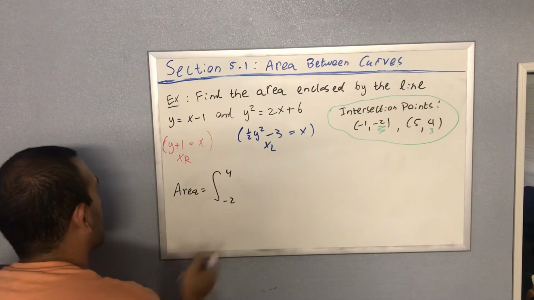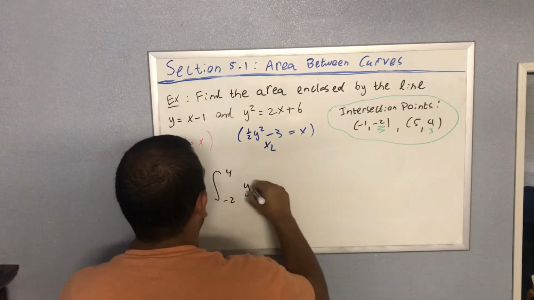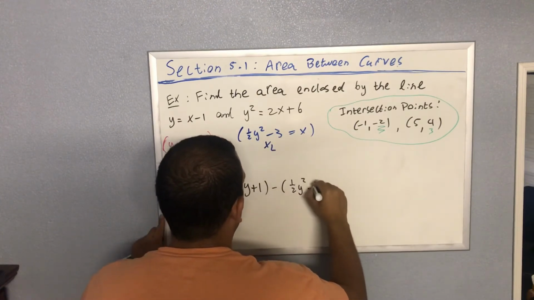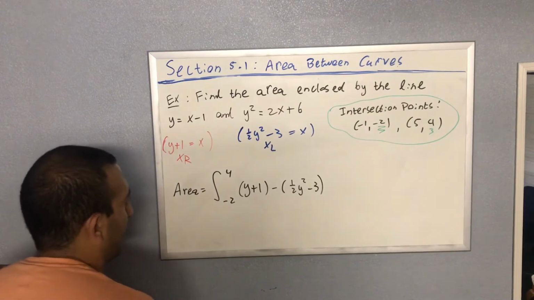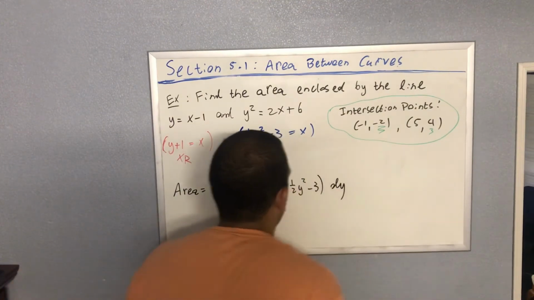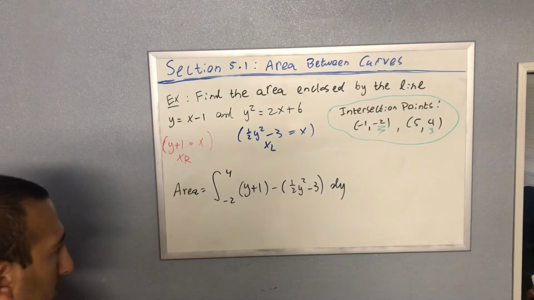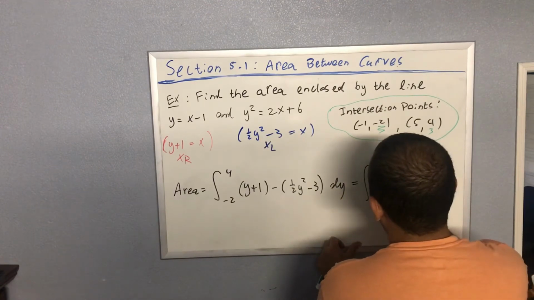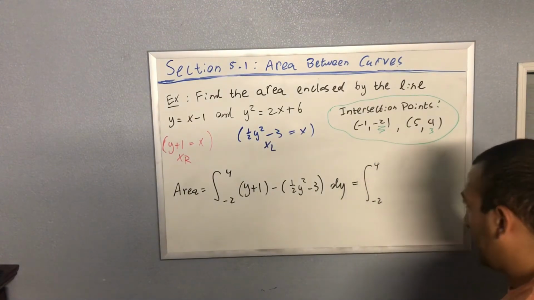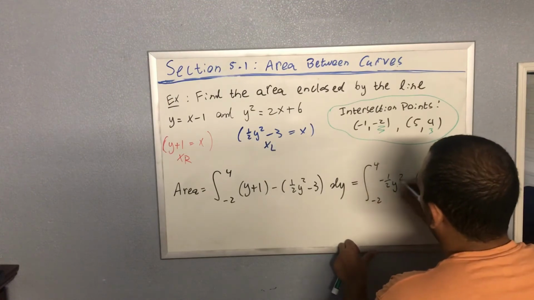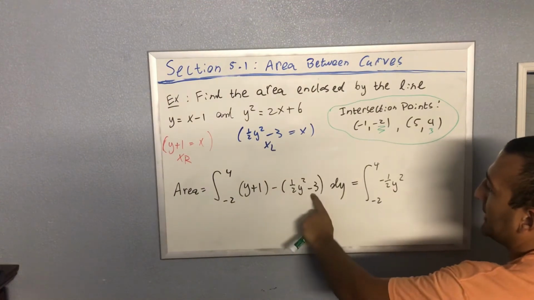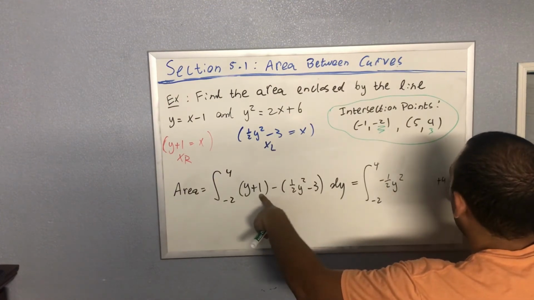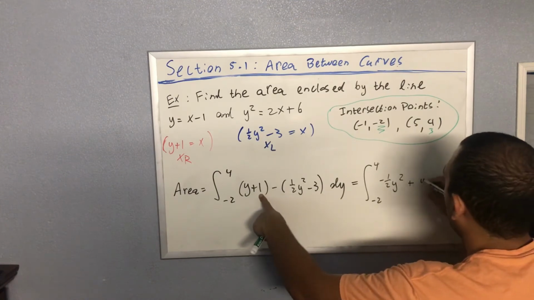And then we take x right, which is y plus 1, minus x left, which is this, and then this is a dy instead of a dx. So overall, this is from negative 2 to 4 of negative 1/2 y squared. Then this minus hits that guy to be a positive 3, and that combines with that to be a 4. And then the y is just hanging out.